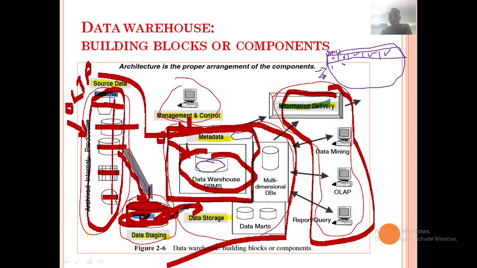See here now. What is there in the metadata? Only the description. In the data warehouse, along with the description, the data is also there. Got it? Only the table structure is there in the metadata, but in the data warehouse, all 10,000 students' values are also there.